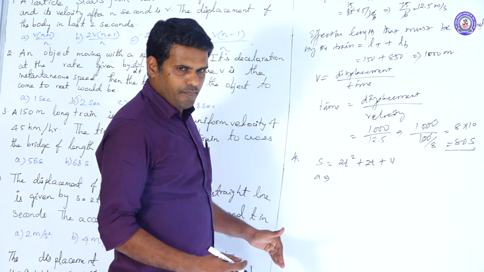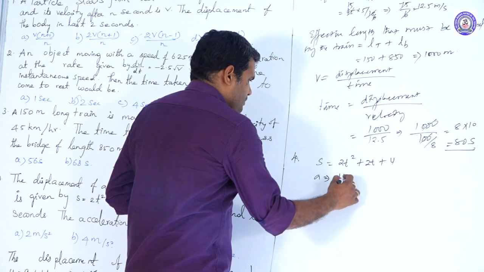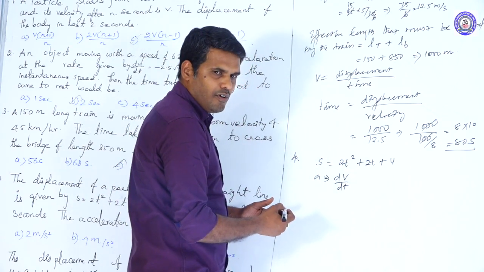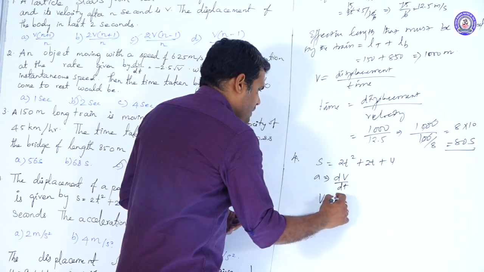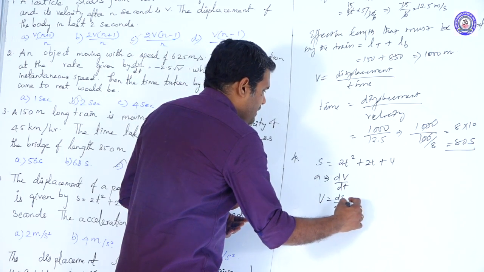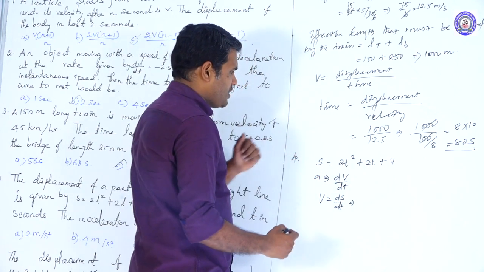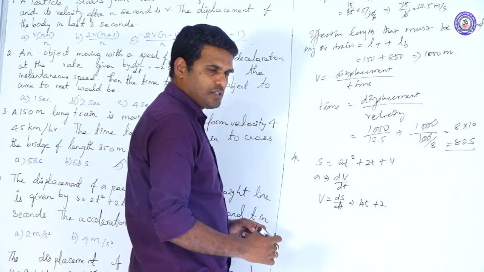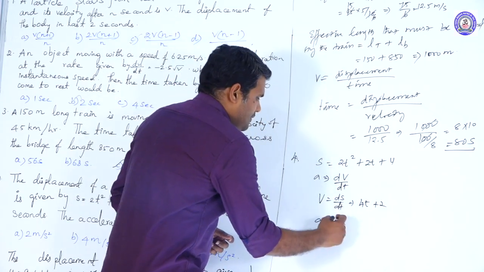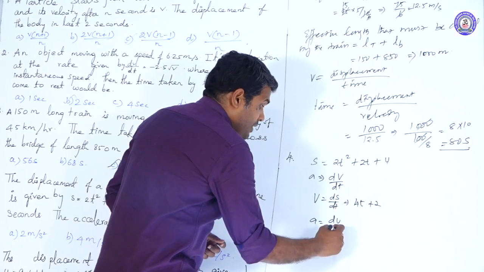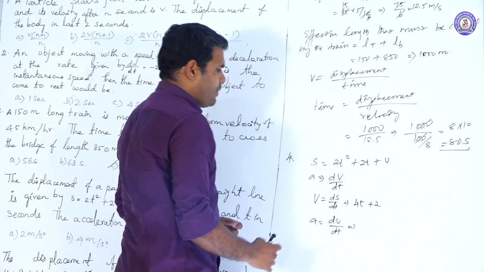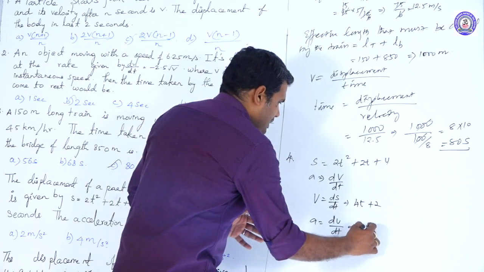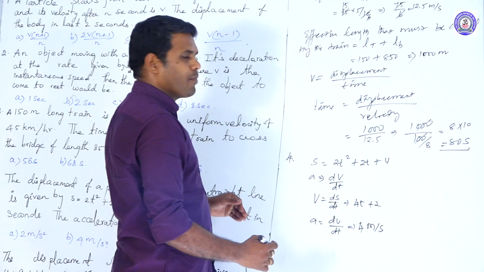We can go step by step. If a equals dv divided by dt, then we should know the value of v. So, as a first step, I can write v equals ds divided by dt. Differentiating this displacement with respect to time, you will have 4t plus 2. Acceleration is the first derivative of velocity or the second derivative of displacement, dv divided by dt. When you calculate, this will be simply 4. So the acceleration possessed by the body is 4 meter per second squared.